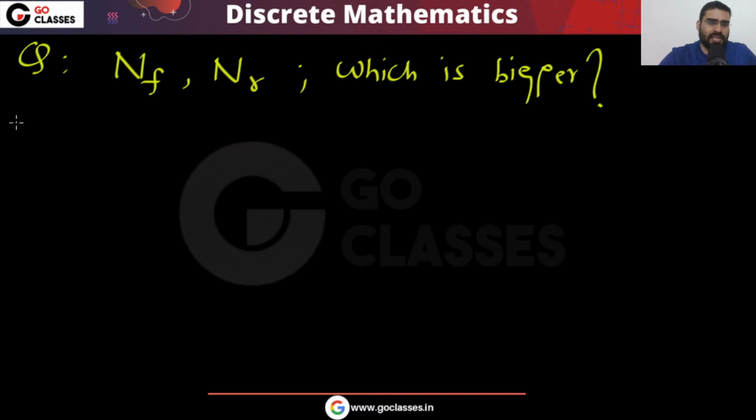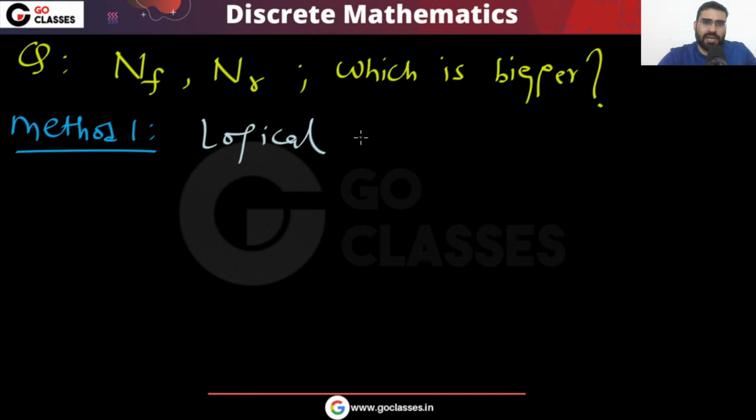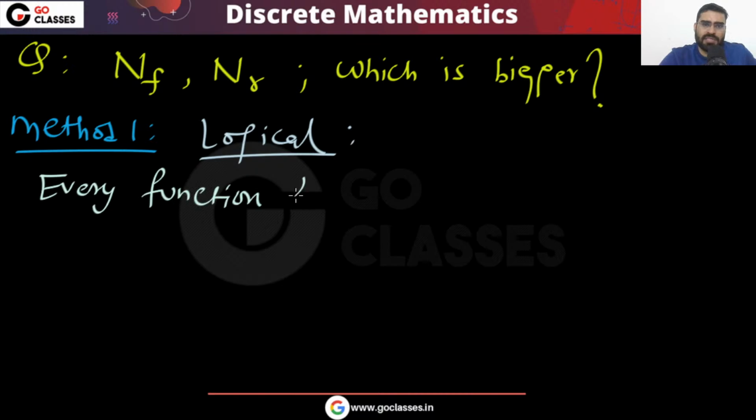So let me tell you method number 1. That is a very intuitive, or logical, method. Let's see a logical way. See, can you see that every function can be thought of as a relation? Yes or no? Correct. Every function from A to A can be thought of as a relation on A.